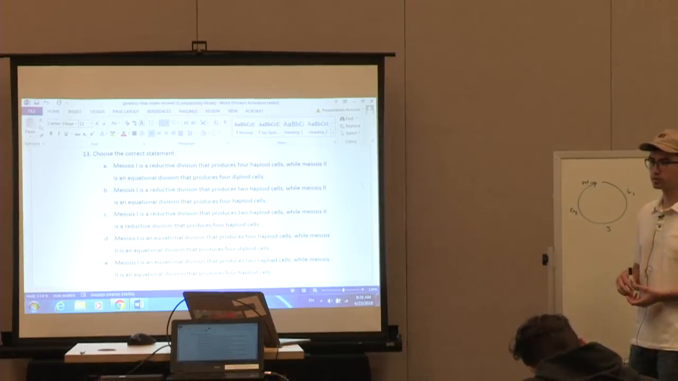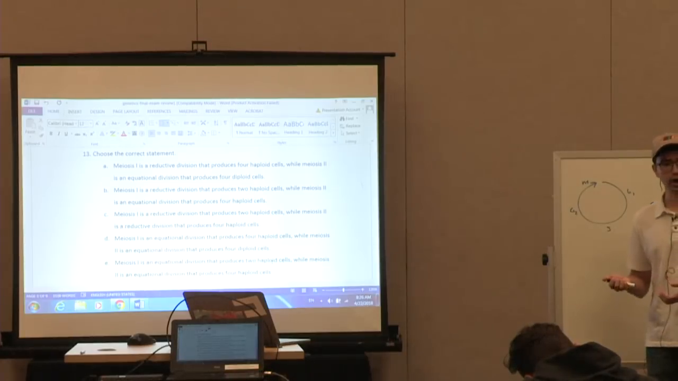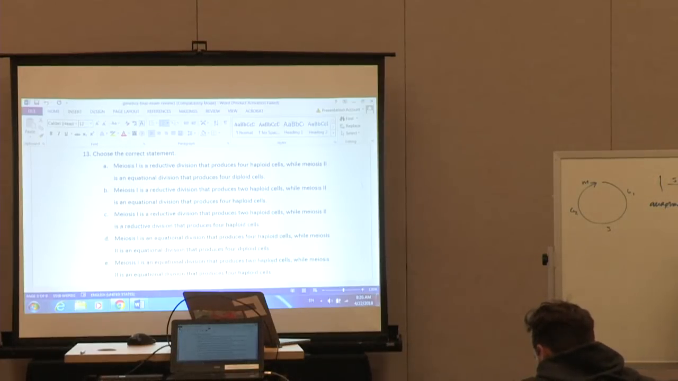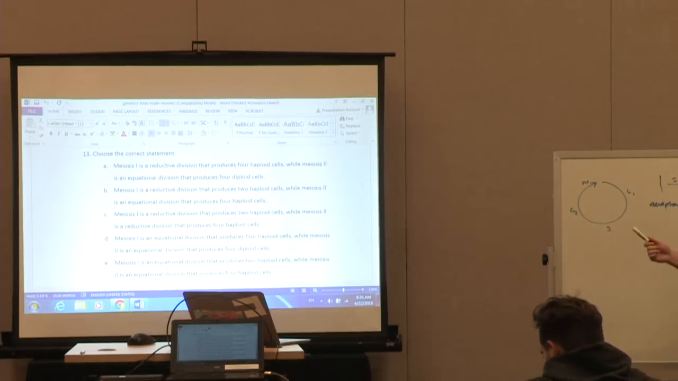So how many cells are created after meiosis 1 from one cell? 2, right? And are they haploid or diploid? Haploid? Yeah, thank you for that. They are haploid because in anaphase 1, our homologous pairs separate, so then the law of segregation states that one cell will get one allele, basically that the alleles will segregate.